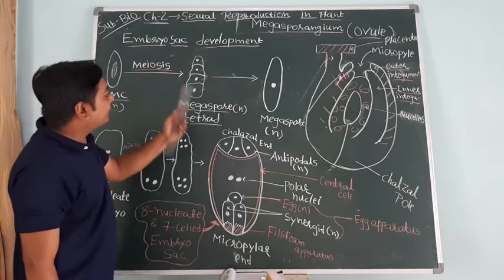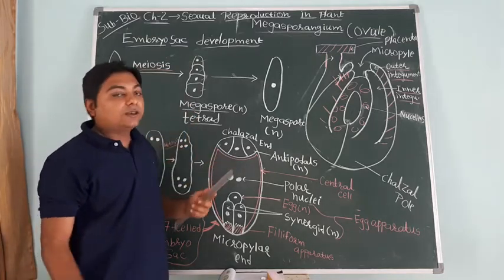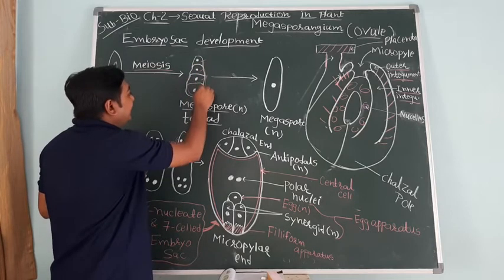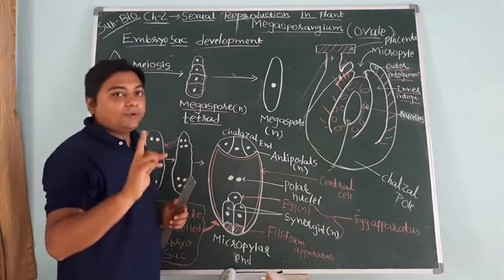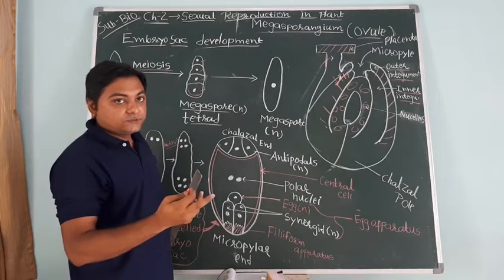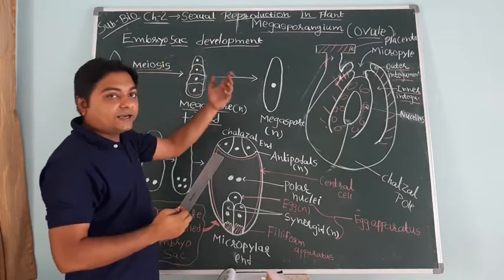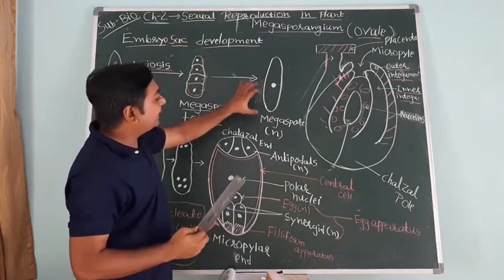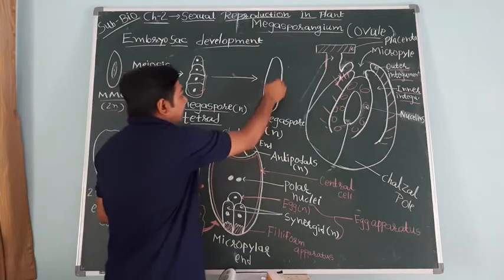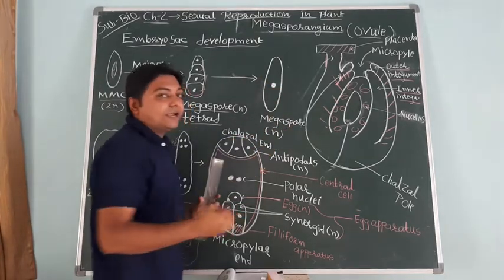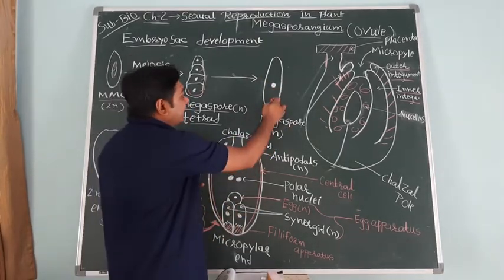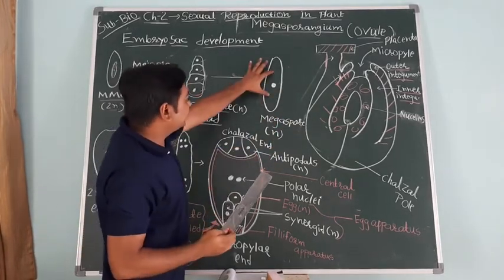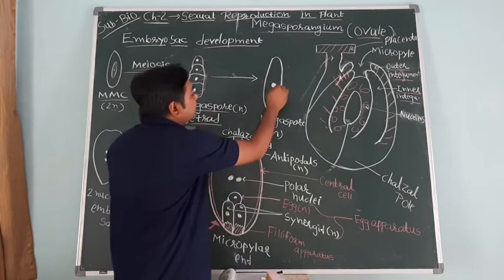But from the 4 haploid megaspores, 3 megaspores will degenerate, and only 1 megaspore remains functional. So the 3 megaspores degenerate and only 1 remains. This 1 megaspore remains functional, and it then undergoes further development of the embryo sac. So this is the cell, and this is the nucleus of the megaspore.